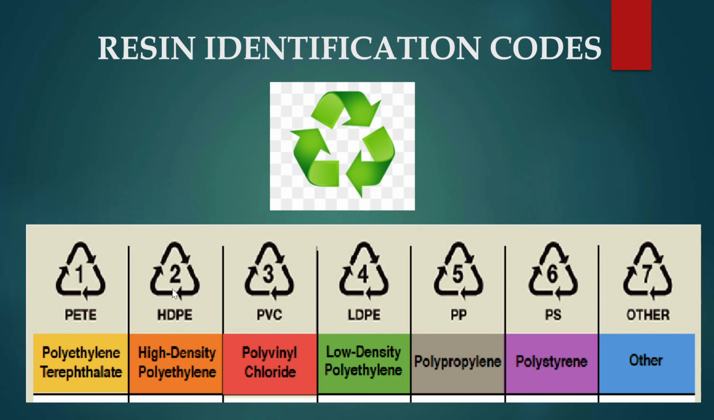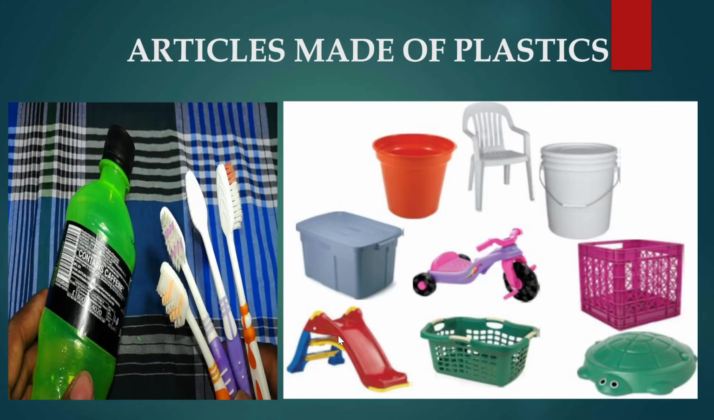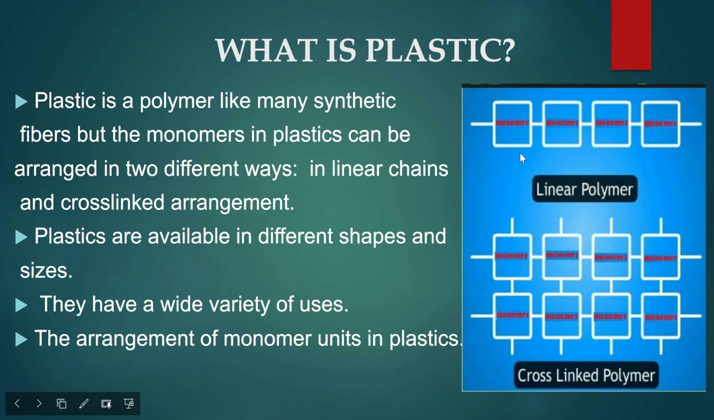Okay, children. Now coming to what is plastic. Plastic is a polymer like many synthetic fibers, but the monomers in plastics can be arranged in two different ways, that is, in linear chains and cross-linked arrangement. Okay, so plastics are available in different shapes and sizes owing to their arrangements, and they have a wide variety of uses. The arrangement of monomer units in plastics is shown on the right.